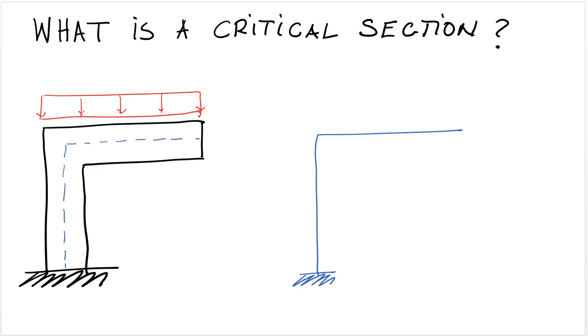When we draw the moment diagram, we're going to end up with a moment like this, then a constant moment down on the column. So to which moment should we design for? Should we design for this moment right here, which corresponds to this point right here? The answer is no, right? Because the critical section for this beam is right here at the face of the column. So that's the critical section.